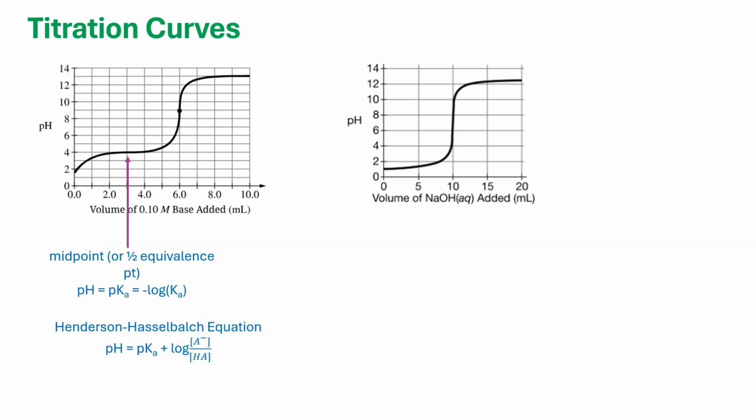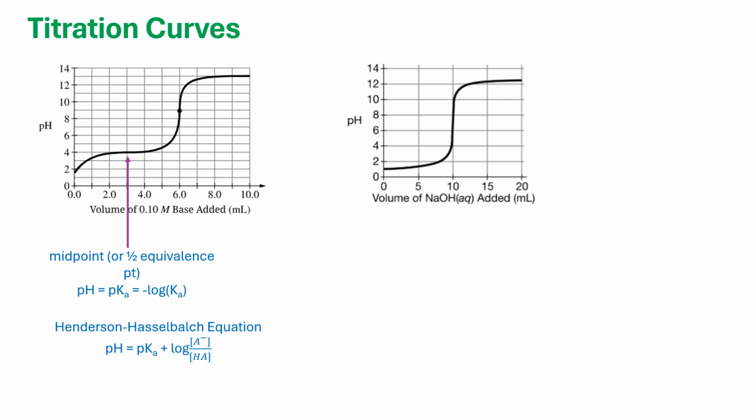Another important point to note is the midpoint, which is where we are halfway to the equivalence point. So if it's going to take 6 milliliters of base to neutralize the acid, 3 milliliters would be the midpoint. At that point, the pH, which in this case is 4, is equal to pKa, which is useful because if we have the pKa, we know that that is equal to the negative log of Ka, so the Ka would just be 10 to the negative pKa. So if we have a pKa of 4, then we have a Ka of 10 to the minus 4.